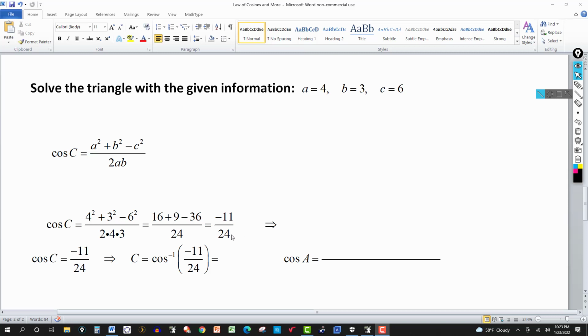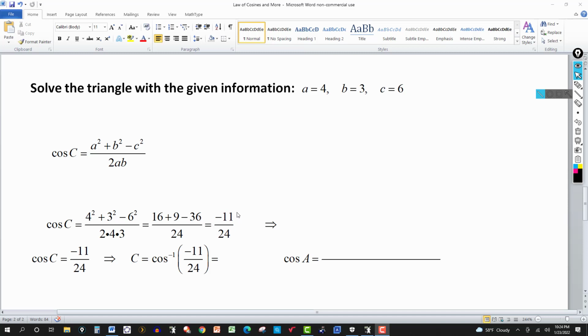One thing I want to point out here: when you have the cosine of, in this case, angle C equal to a negative number, you know right away that the angle has to be obtuse, larger than 90, because the cosine of any angle with terminal side in the second or third quadrant is negative. And remember, we're only interested in angles from 0 to 180. We don't want angles larger than 180. So in this case, I know for sure that angle C is obtuse, greater than 90.